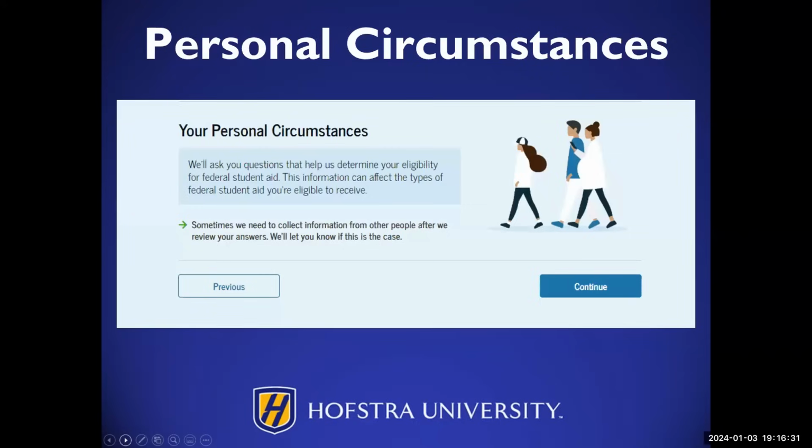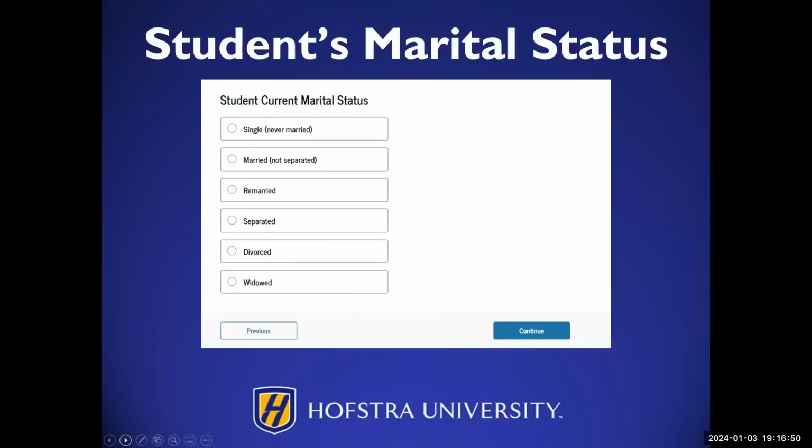After the students complete their section, as well as consent and approval, they will then go into the section of personal circumstances. These are questions that help FAFSA determine their eligibility for federal student aid and can affect the types of aid that students are eligible to receive. It will ask the student's marital status: single, never married, married, remarried, separated, divorced, or widowed. Again, this is for the student section.